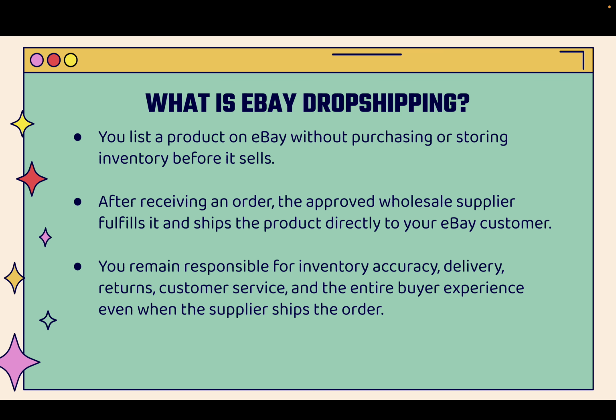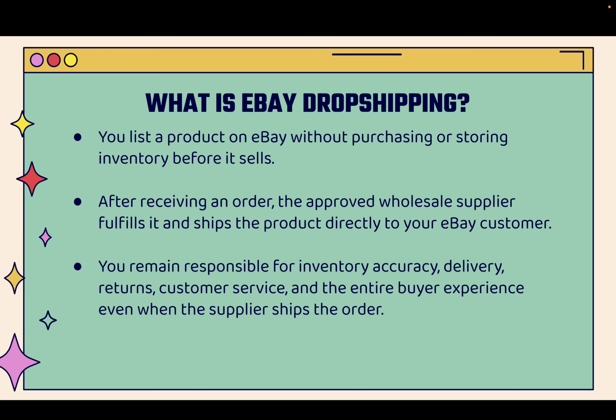But first, what is eBay dropshipping? You might be familiar with Shopify dropshipping or Wix dropshipping. It's basically the same idea. We're going to list a product on eBay without purchasing it, without storing it, without ordering it up front, without taking any risk on it at all. All we're going to do is list a product on eBay. And in fact, Doba Pilot's going to do most of this work for us using that AI.